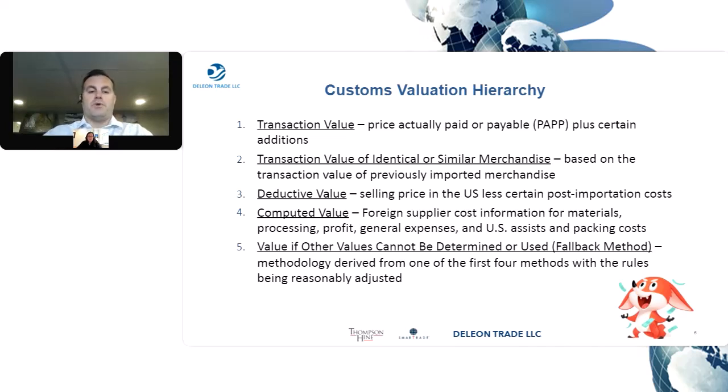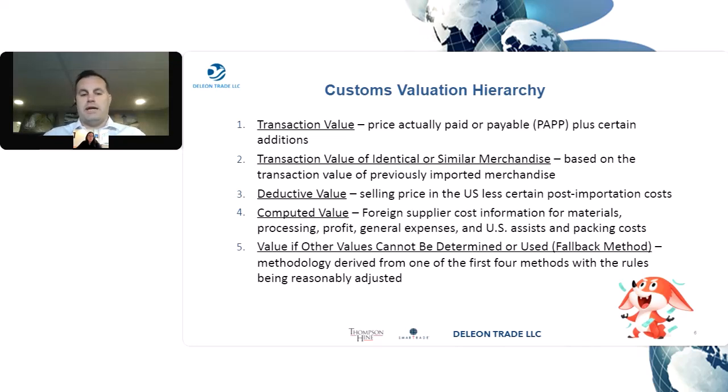So, for example, transaction value is based on the price actually paid or payable plus certain additions, right? And one of the requirements is that there has to be a sale, right? And so in instances where you may be importing something on consignment, where it's not actually sold at the time of importation, that would be a reason that it kicks you out of transaction value and you go to the next basis of appraisement. And then that's identical or transaction value of identical or similar merchandise.